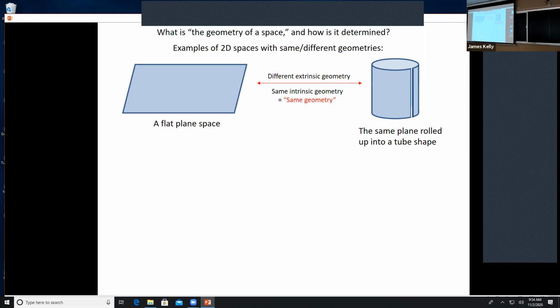And just for simplicity, that's all we really care about here, is what it feels like to be a creature living in that space, just like we're living in our three-dimensional space. So we're just going to say they have the same geometry, even though they look a little bit different.